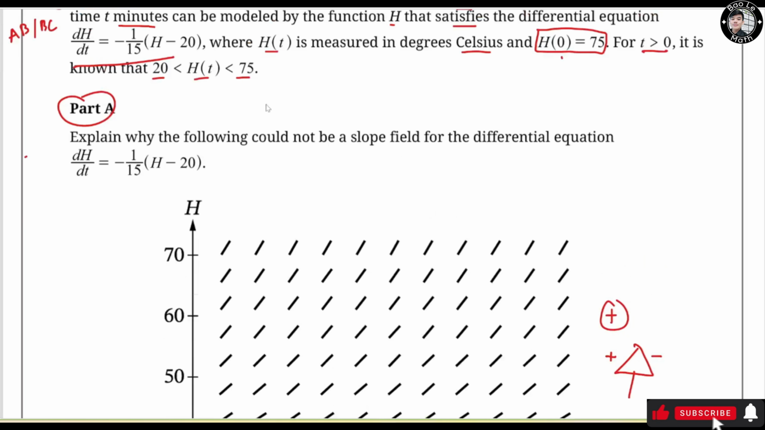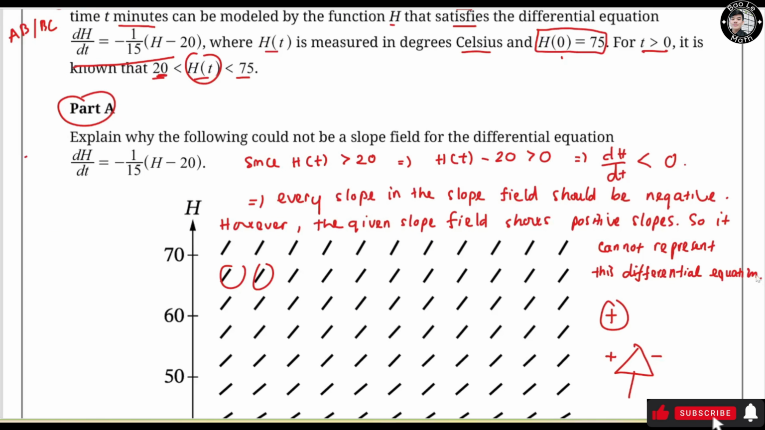Now, we look at this one right here. We see that h of t is always greater than 20, right? So then h minus 20 is always greater than 0, right? And then a positive number multiplied by a negative number right here is always less than 0. It tells us that every slope in the slope field should be negative. This contradicts the given one right here, which shows positive slope, so it cannot represent this differential equation, right?